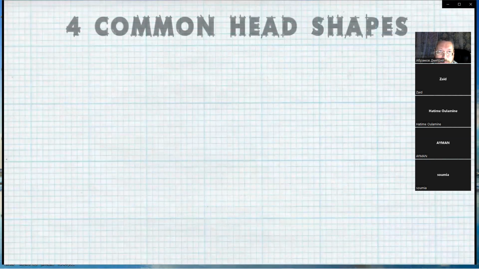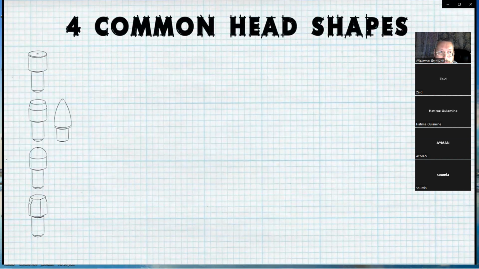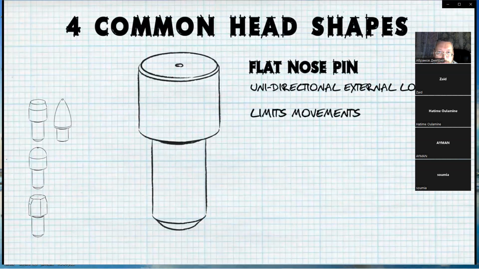Depending on the application, 4 common head shapes provide options to a fixture designer when selecting locating pins. The most basic type of locating pin head shape is the flat nose, and as such is used for the most basic type of locating, unidirectional external surface locating. This is effective at limiting movement using straight edges on the pin's side or on the top as a way to position a surface to a specific height.